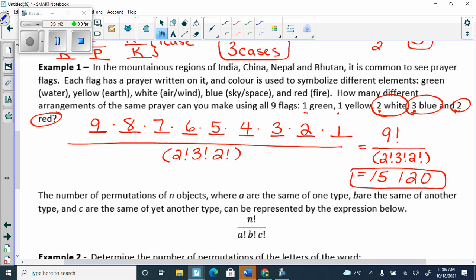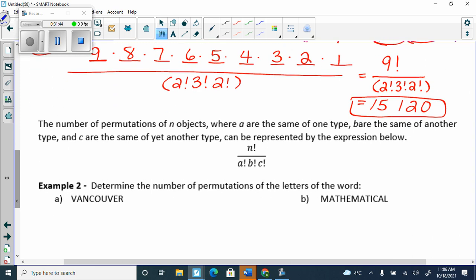Okay? So here it kind of sums it up. The number of permutations of n objects where A are the same of one type, B are the same of another type, and C are the same of yet another type, can be represented by n factorial over A factorial, B factorial, C factorial. Now remember, on the top, we treat them like they're all different. Like I can tell the difference between the 3 blue cars, even though they're the same model. But if they're all 4 Focuses in this very same blue, if I line them up and then move them, you can't tell the difference.